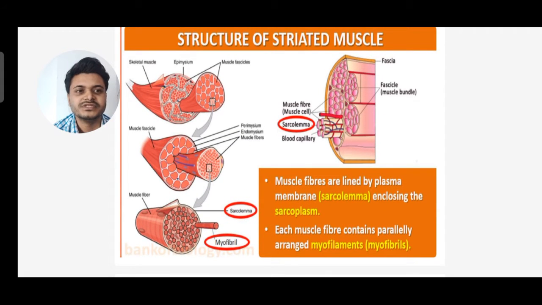Muscle fibers are lined by a plasma membrane. This plasma membrane is called sarcolemma in the case of muscle, enclosing the sarcoplasm. So the cytoplasm of muscle is called sarcoplasm. Each muscle fiber contains parallelly arranged myofilaments. These are called myofibrils.